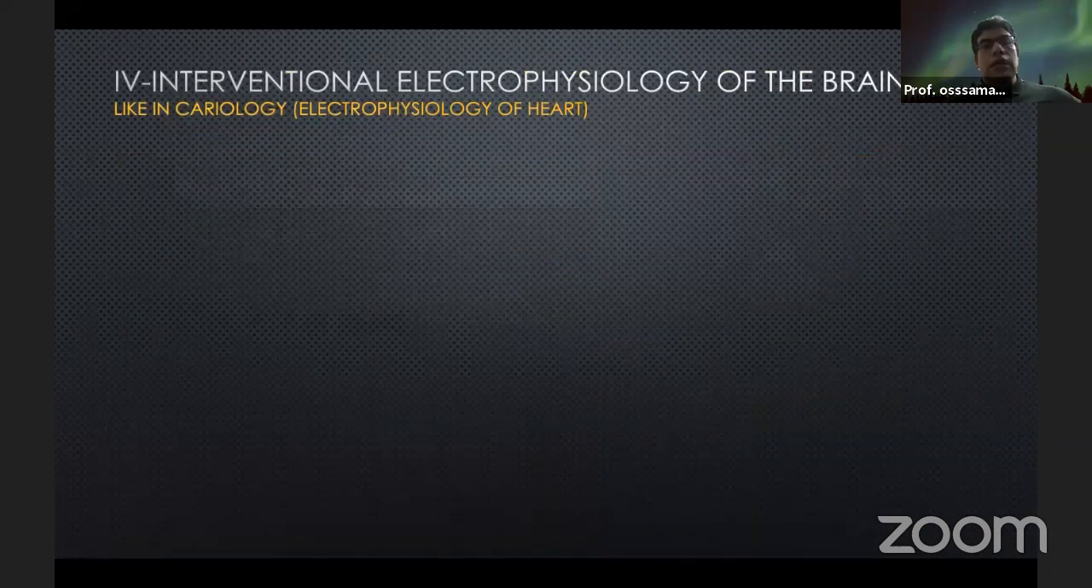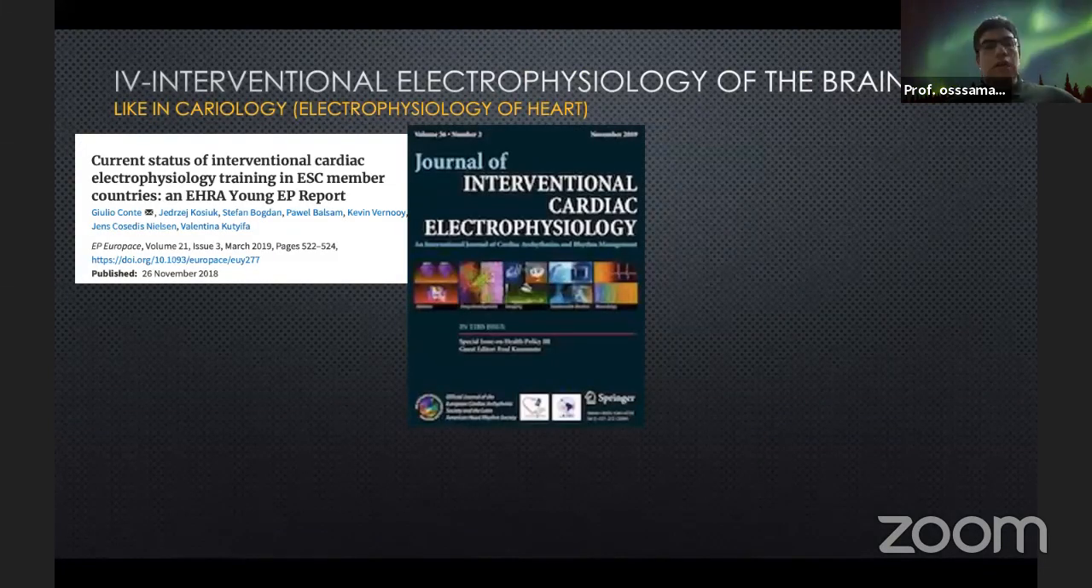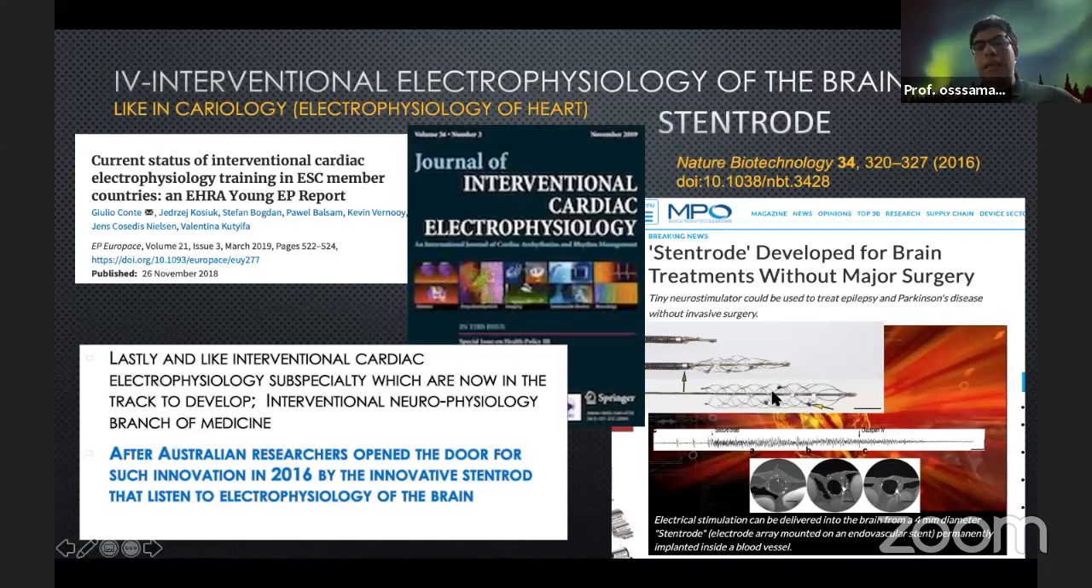And then finally, we can go to what is called the interventional electrophysiology of the brain. Like in cardiology, there is interventional cardiac electrophysiology. There is an innovative device that has been invented by Australian researchers. This is something like a stent-retriever carrying very small micro-electrodes, introduced into the venous sinuses and deployed inside the venous sinuses of the brain. And it can detect and trace wirelessly the EEG waves of the brain.